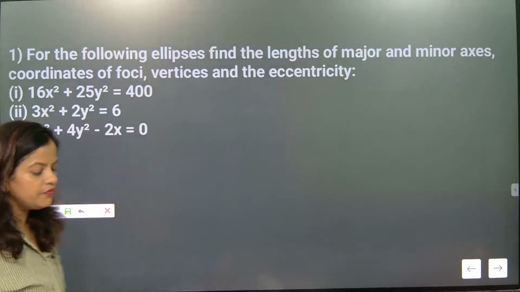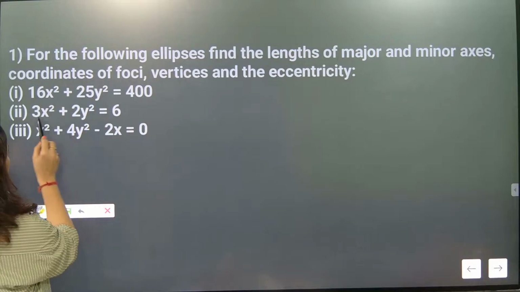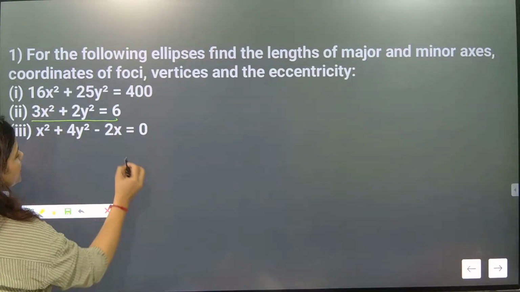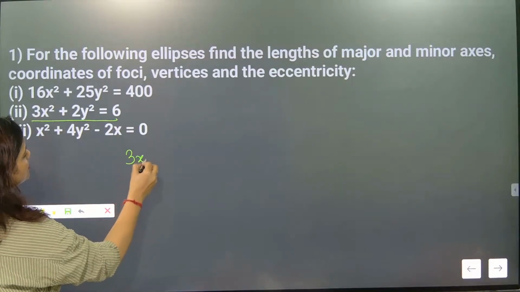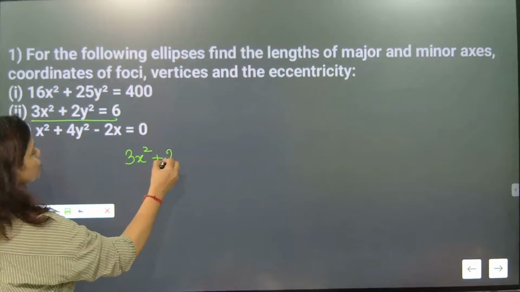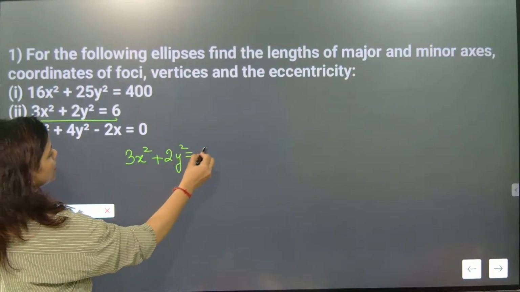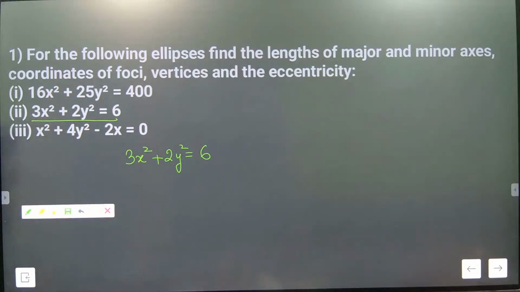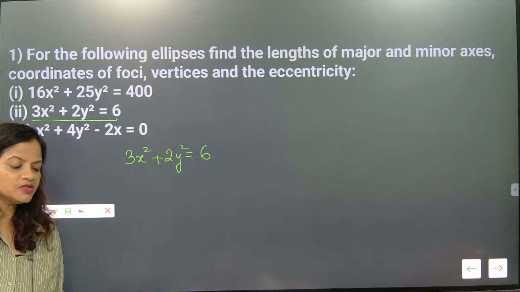Okay, ready? We will go for the second question. Our second question is this one: 3x squared plus 2y squared equals 6. Come on, children. This time you solve the question and tell the answer. Payoja, Rudra, Sujata, come on, give the answer. Start solving this question.